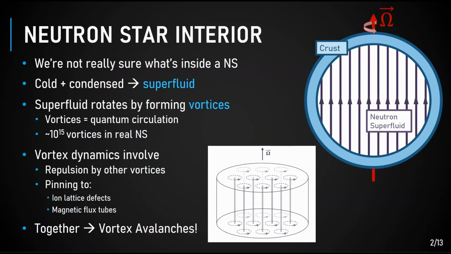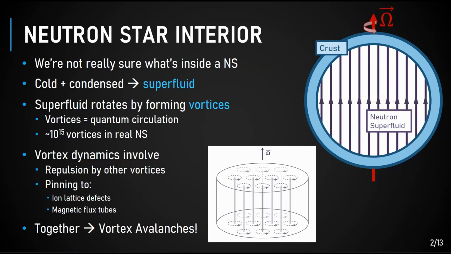So there's probably some sort of neutron superfluid inside the star. And the reason why this is important is because superfluids rotate by forming vortices. They're not like a cup of coffee being stirred, but instead they rotate by forming essentially units of angular momentum. They're not quite that, but for the purpose of this talk, you can think of them as units of angular momentum. And they thread the star, let's say. And there are about 10 to the 15 of these vortices in real neutron stars.